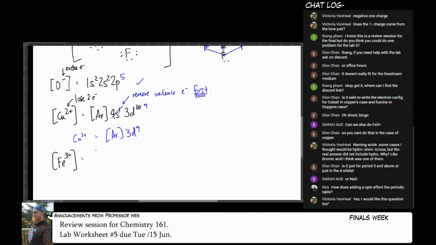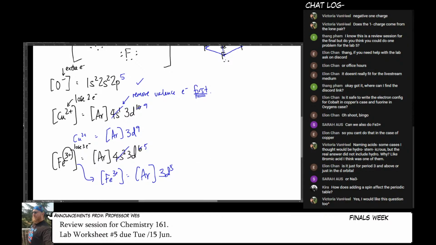So for iron 3 here, I actually have my periodic table at this time. So 1, 2, 3, 4, 5, 6. So there's just regular old iron. And so I need to remove 3 electrons, right? So lose 3 electrons. So I'm going to get rid of these 2 first. Actually, let me do that in a different color. So these 2 go away, and then this changes. And so you should get argon 3d5 for that.